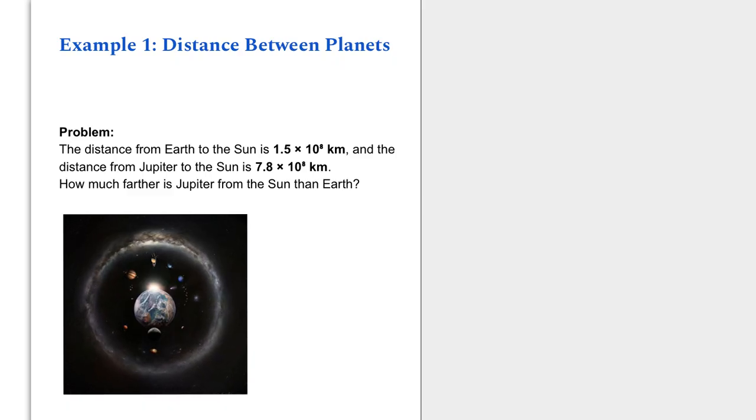So, what do you think we should be doing? Adding, subtracting, multiplying, or dividing? Because it's asking how much further is Jupiter, that means we're talking about the difference in distance. Therefore, to solve this problem, we have to subtract the two distances. Let's go ahead and do that.